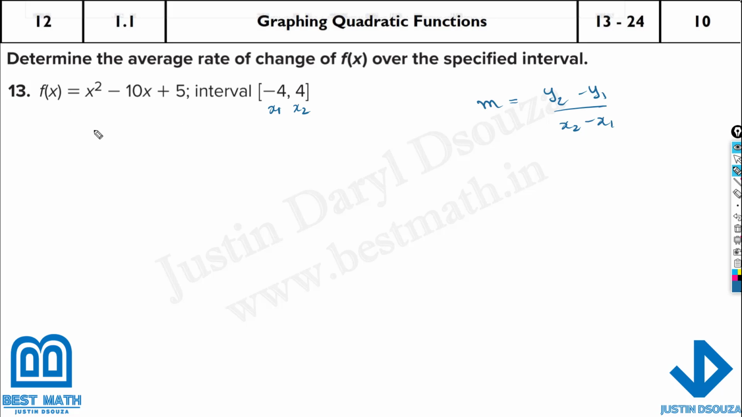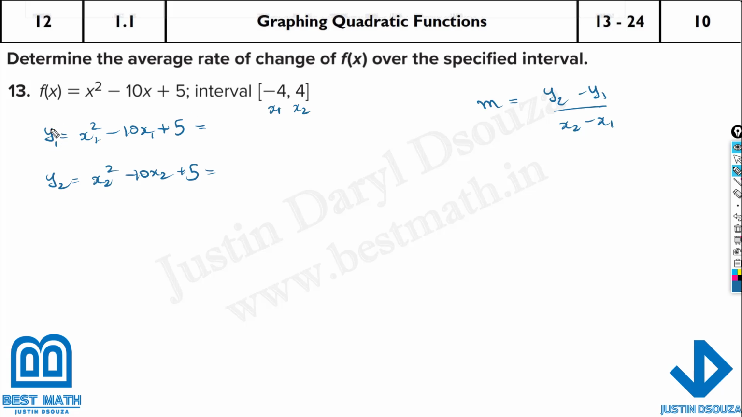Now what about this equation? This is y. F of x means it's y, right? Y is equal to x squared minus 10x plus 5. Now, if you're finding y1, then over here it will be x1, and for y2 it is x2 squared minus 10x2 plus 5. All you do is put this in the calculator and solve.